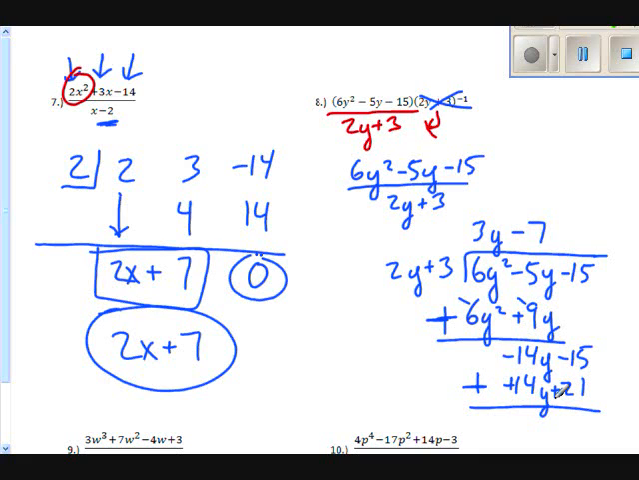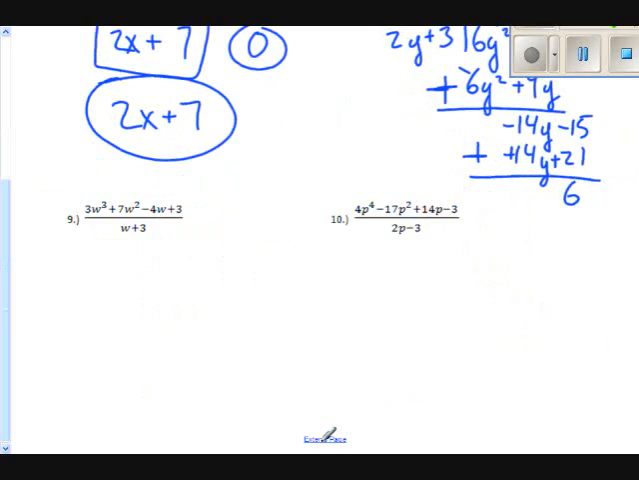So let's see, when I add these together, that's going to give me a positive 6. And it looks like that's going to be my remainder. So I put a plus 6 over 2y plus 3. And that is my answer.